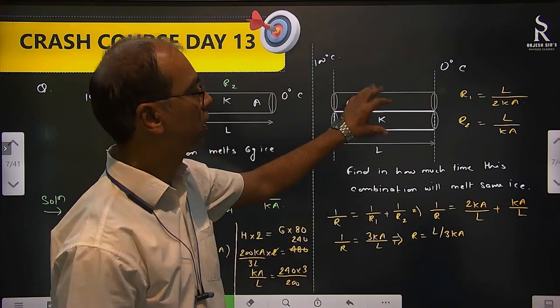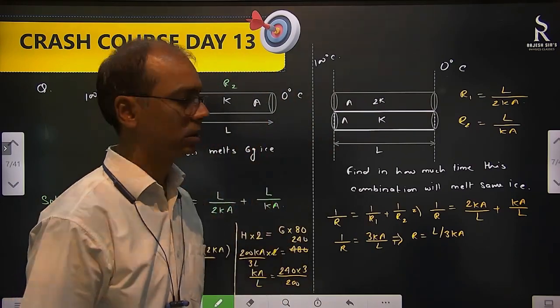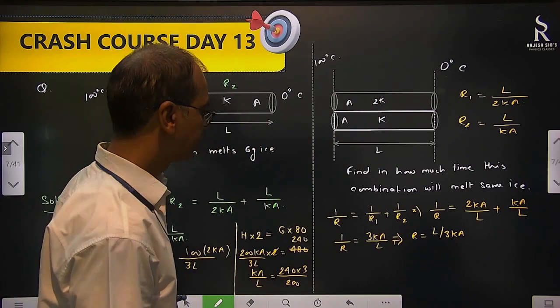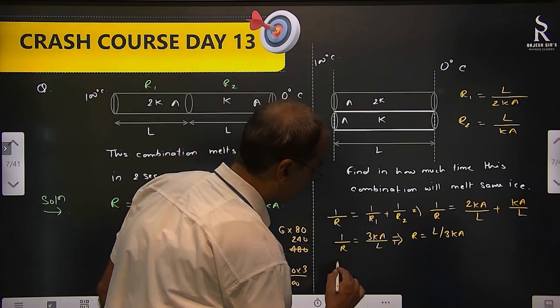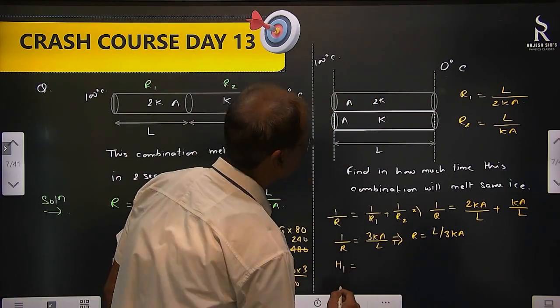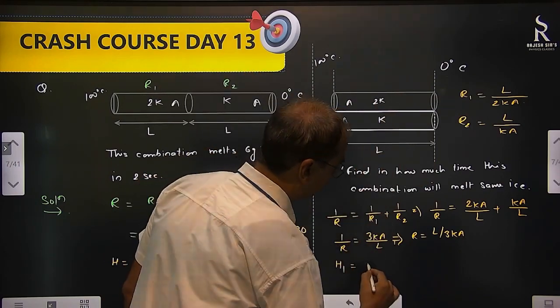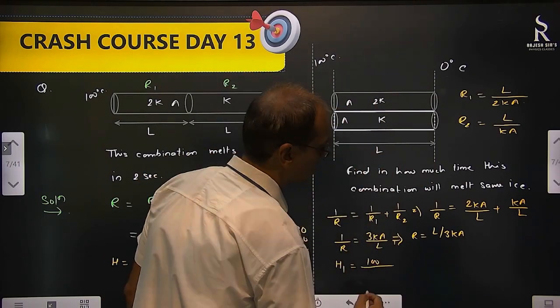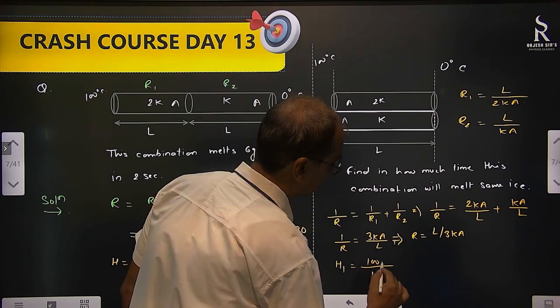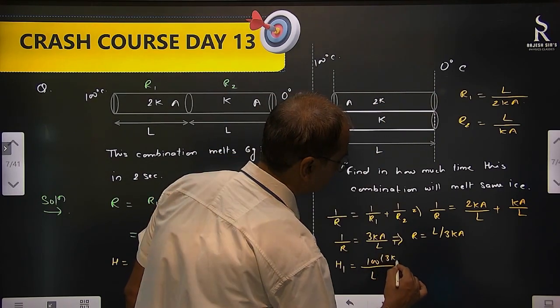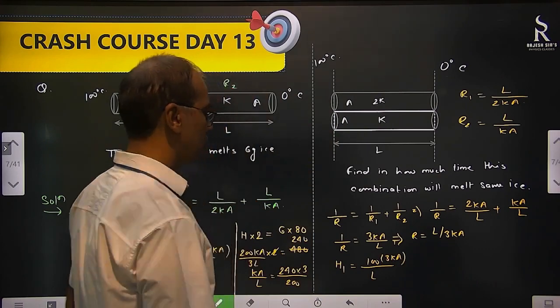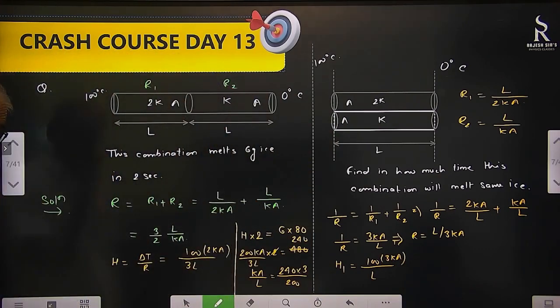Okay, now we converted them into a single resistor of this resistance. So what is the current H1? H1 is equal to the temperature difference, which is the same, 100 minus 0, so 100 by the resistance. What is the resistance? This is L and this is 3Ka.